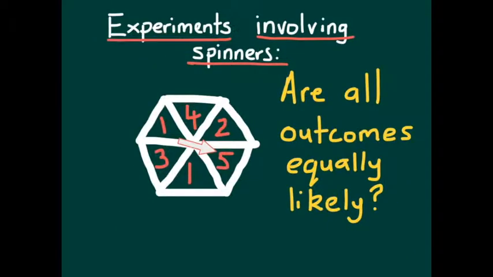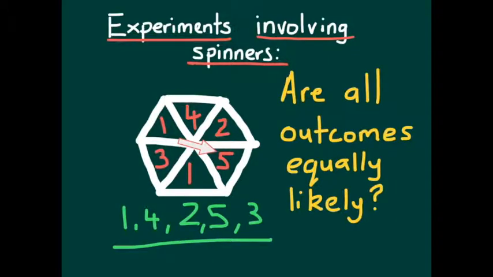Here is a spinner, and here is a question. Again, let's imagine it's been drawn up perfectly to scale and that each section is completely even. Are all outcomes equally likely? Well, let's first off go, what are the outcomes? Well, the outcomes are 1, 4, 2, 5, or 1 again, and then 3. So they're all the different outcomes that we have.